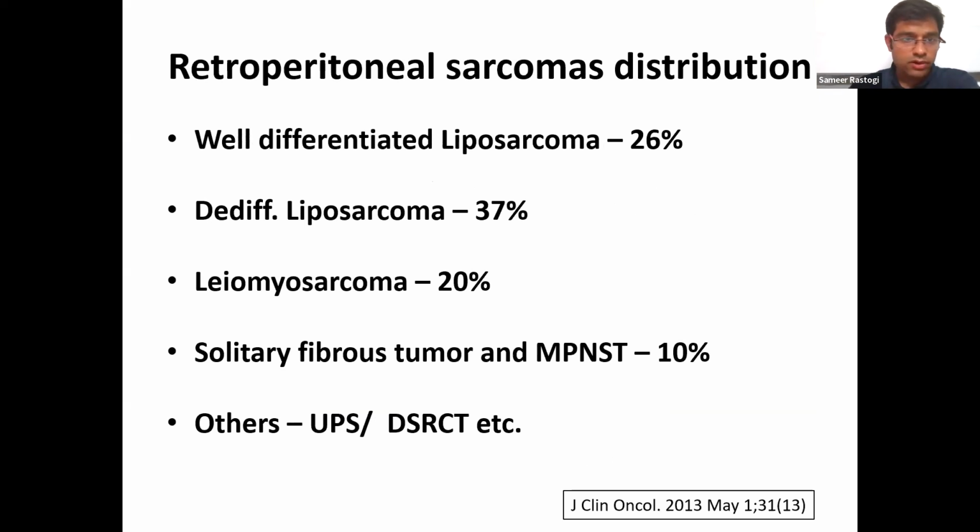This is one of the most important slides, the distribution of retroperitoneal sarcoma. The most common is dedifferentiated liposarcoma, which is almost one-third or 40%. Then one-fourth are well-differentiated liposarcoma. Then leiomyosarcoma, almost 20%. Solitary fibrous tumor, which was earlier called hemangiopericytoma, and MPNST together constitute 10% of all retroperitoneal tumors. Other sarcomas like undifferentiated pleomorphic sarcoma and desmoplastic small round cell sarcoma are quite rare. So 90% are constituted by the top four, and we'll discuss mainly these pathologies.